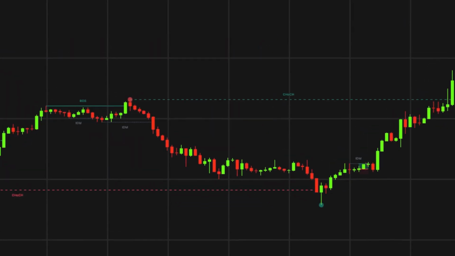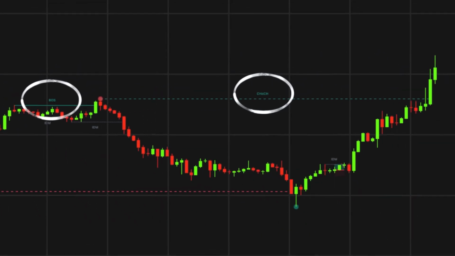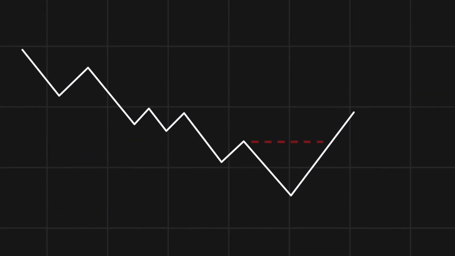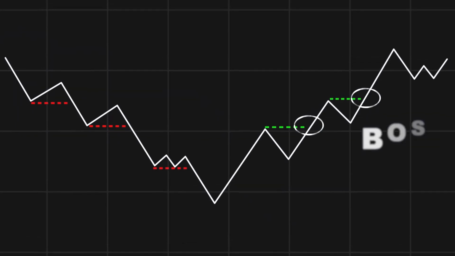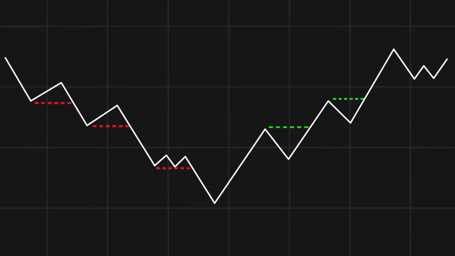At its core, the tool identifies change of character and break of structure events to signal potential trend reversals and continuations. CHOCH is detected when the price breaks a previous swing low in an uptrend or a swing high in a downtrend, suggesting a possible shift in market direction. Conversely, BOS is recognized when the price surpasses a prior swing high during an uptrend or a swing low during a downtrend, indicating the persistence of the current trend.